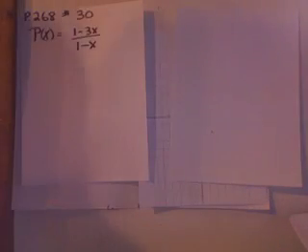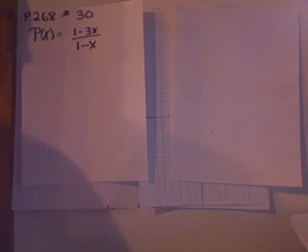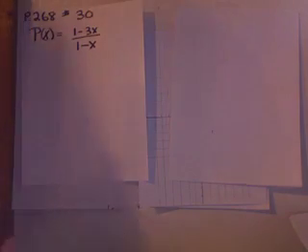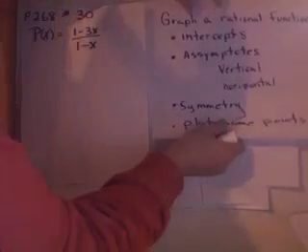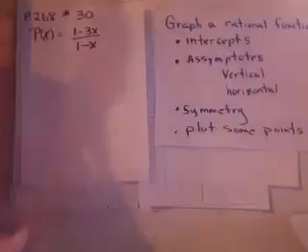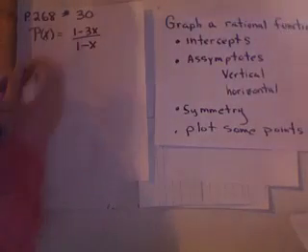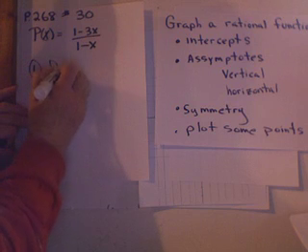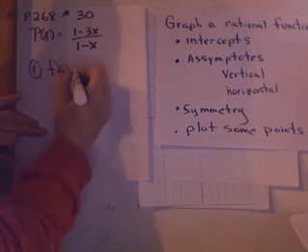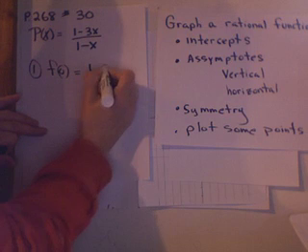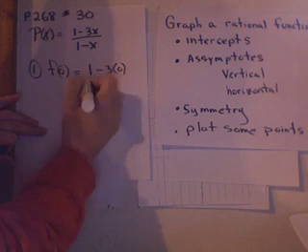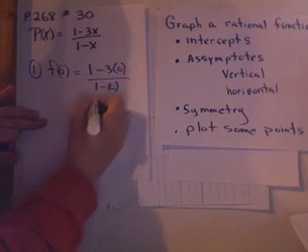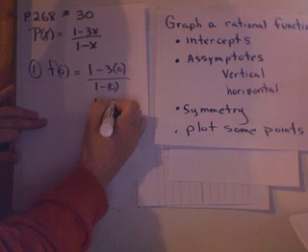All right, on page 268, number 30, this is a problem, and the directions are graph this. So, here, let's put this list over here so we can glance at it if we need to. So we need to find the intercepts. The first thing you want to do is f of 0 of that equation. So f of 0 would be 1 minus 3 times 0 over 1 minus 0. And when you figure that out, you get 1 over 1, which equals 1.